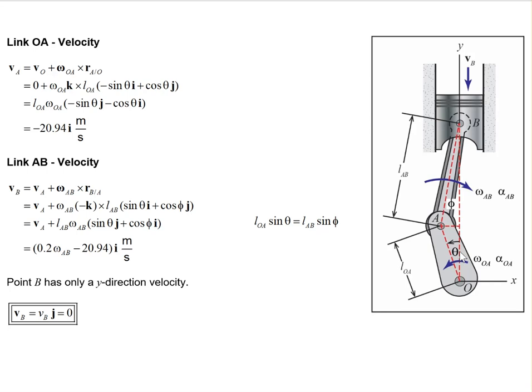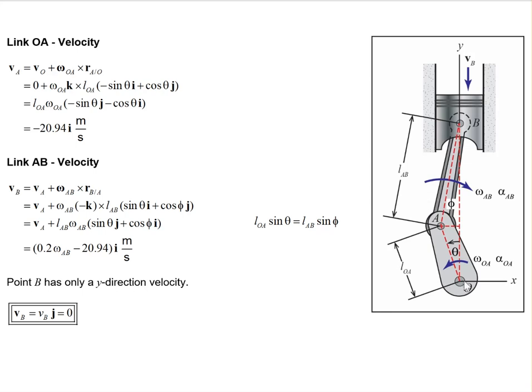Alright, so we have theta here, and then we have another angle phi here. They share a side, so in order to determine phi, all we have to do is set the sines equal. So the length of OA times sine theta equals the length of AB times sine phi. So we can always know phi if we know theta.